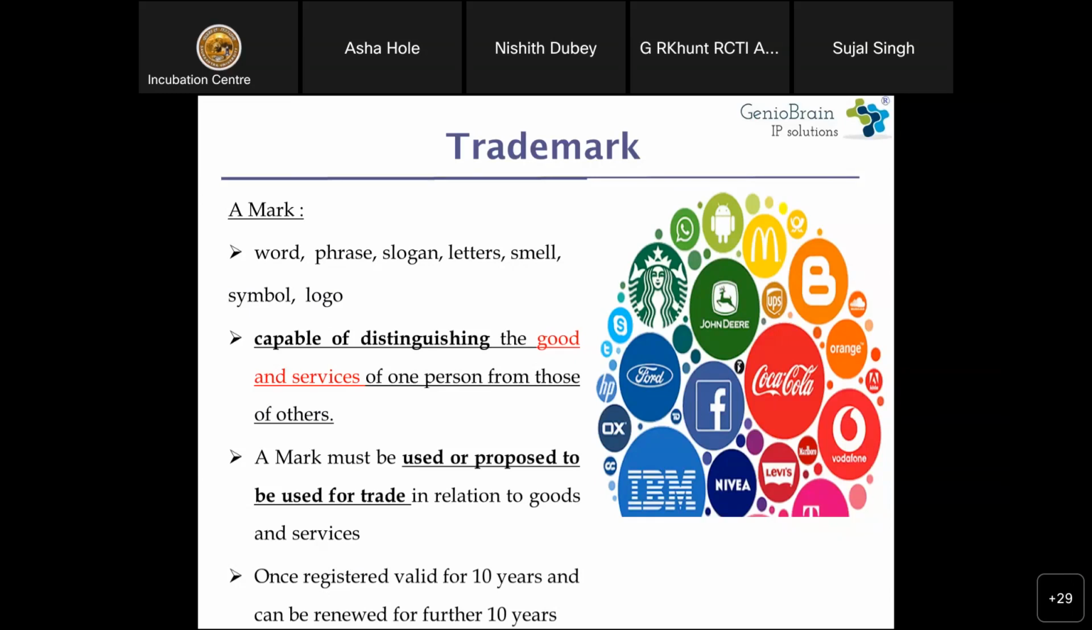For example, in a patent we have newness. In a trademark we have distinguishedness, so that our services and goods can be properly distinguished. There won't be confusion among the public. That's the basic and important thing for a trademark.